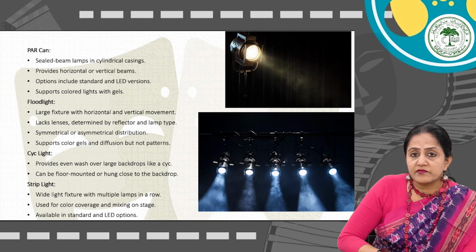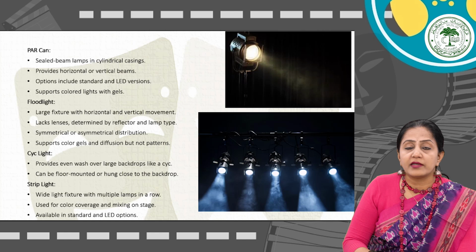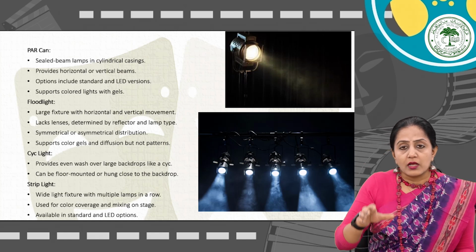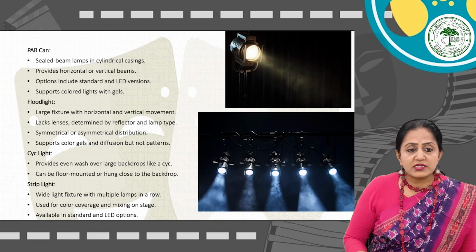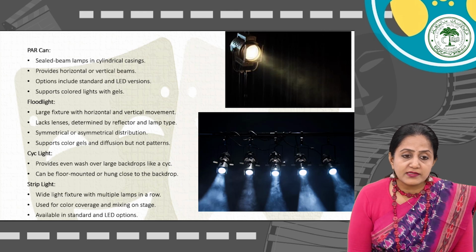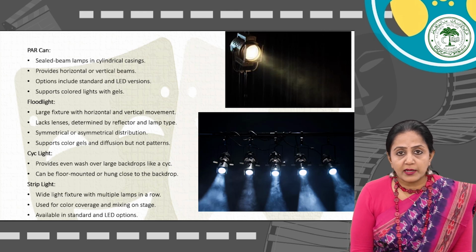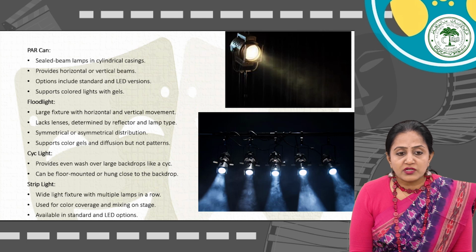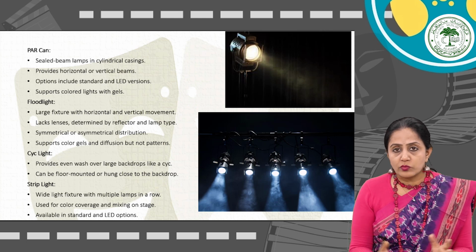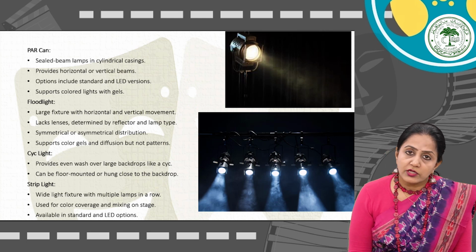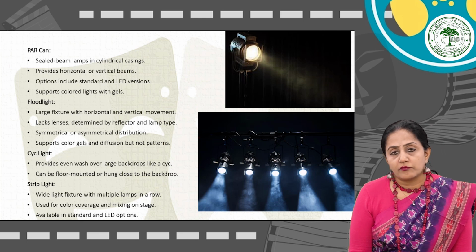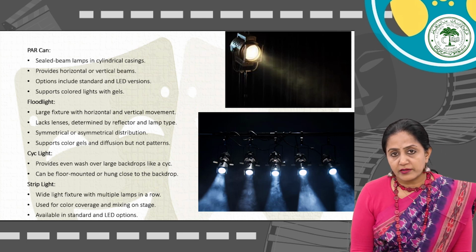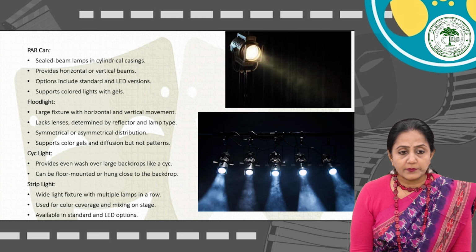Then floodlight is a very large fixture and it has horizontal and vertical movements. It lacks lenses. It's determined by reflector and lamp type. Its symmetrical or asymmetrical distribution both can be done with it, and you can use gels for this, but not the patterns, in order to change the color.